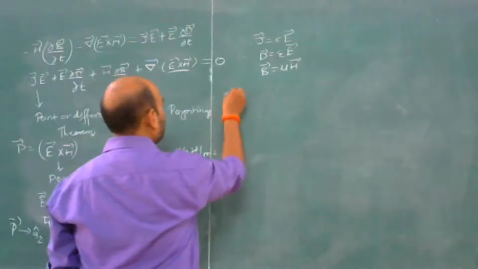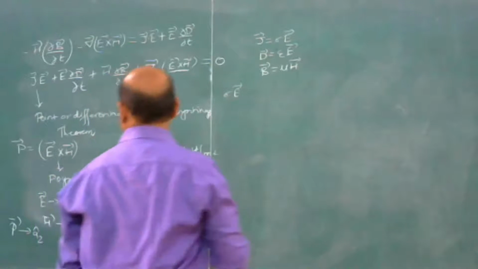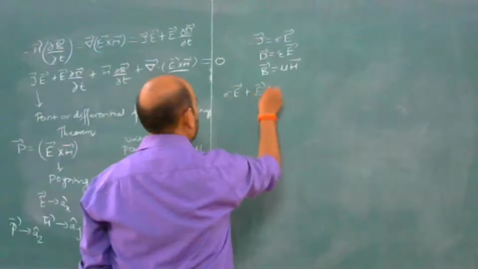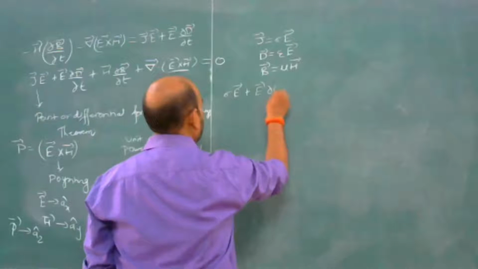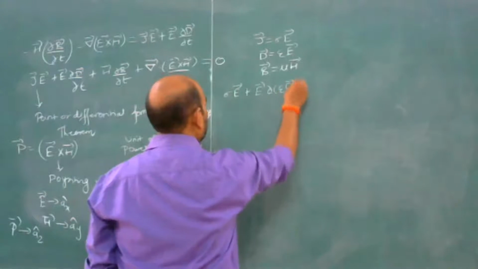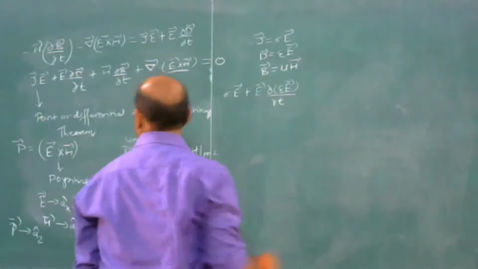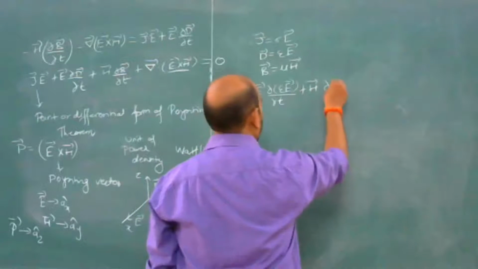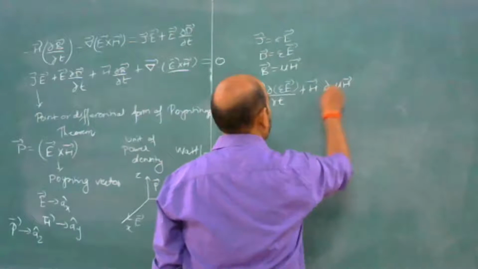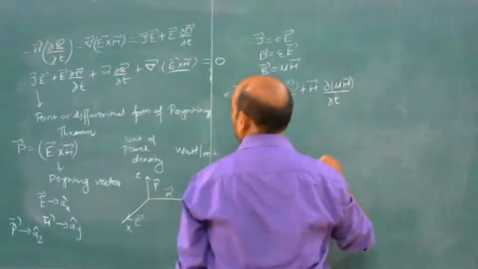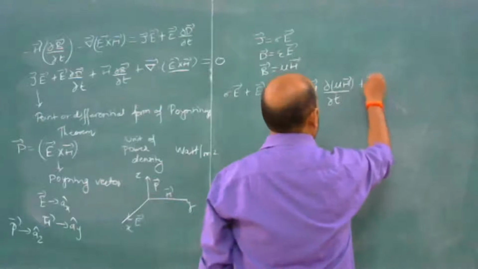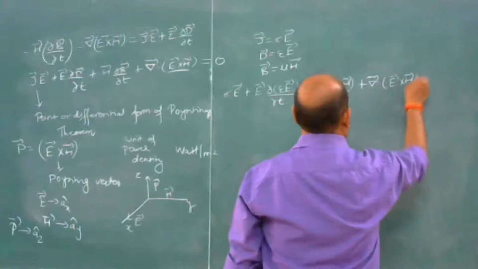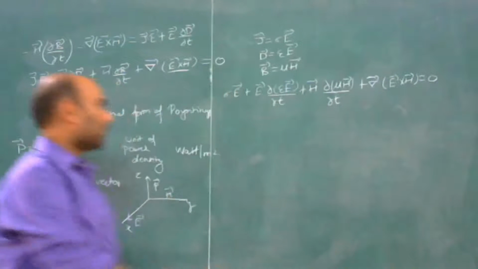So this will be equal to sigma E squared, plus vector E dot del epsilon E by del T, plus vector H dot del mu H by del T, plus divergence of E cross H, which is a complete vector.